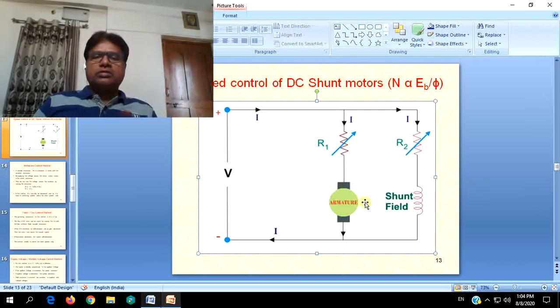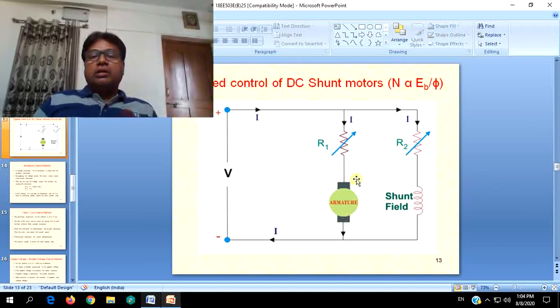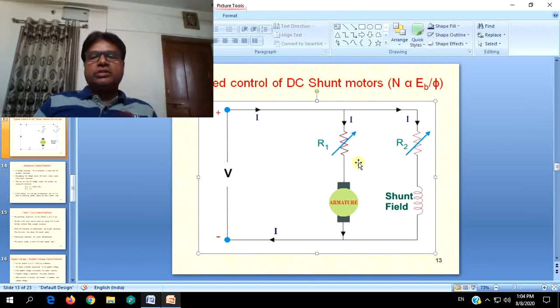So just assume that the armature will be rotating at the rated speed as the rated supply voltage is applied across it. Now when you increase this resistance connected in series with the armature, there will be some voltage drop across this resistance, and the voltage reaching the armature will be less than the actual rated voltage. So EB will be less, and eventually the speed will be less. Means by increasing this resistance connected in series with the armature, you can get speeds below the rated RPM.